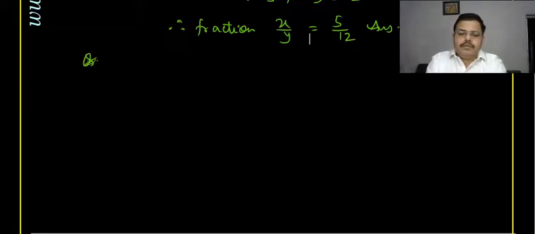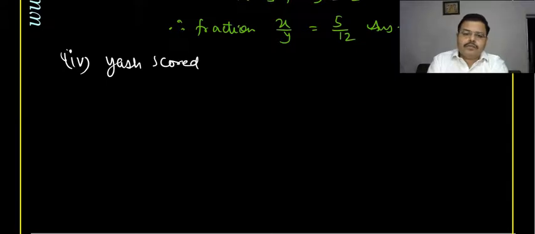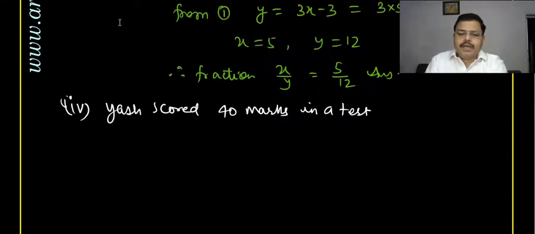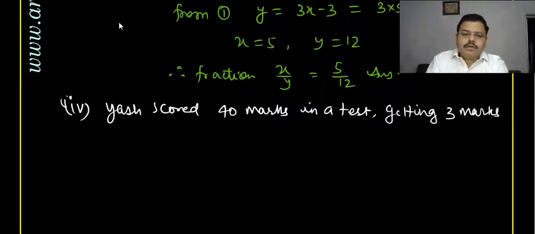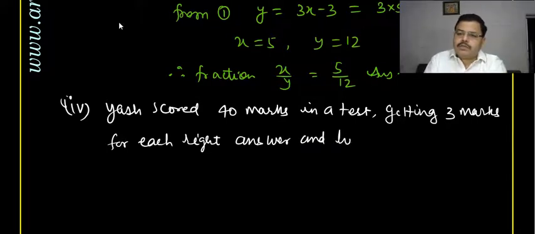The next question is, fourth part. Yes scored 40 marks in a test, getting 3 marks for each right answer and losing 1 mark for each wrong answer.